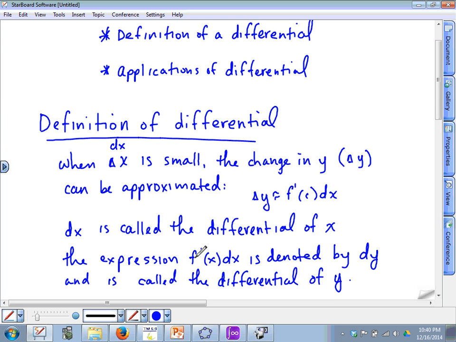And then this expression right here, f prime of x dx, this is in general now, not at just any given point, at a specific point c, but at any point x along f of x. F prime of x dx can be denoted by dy.